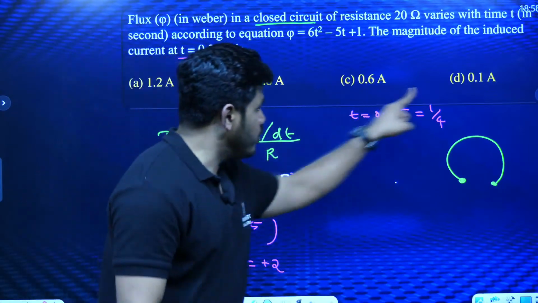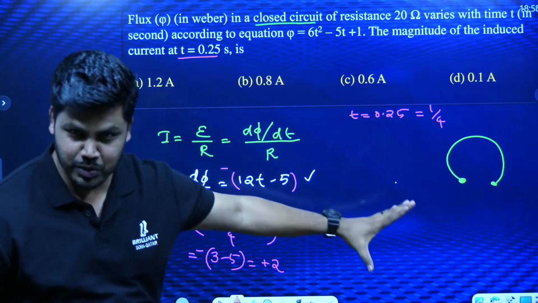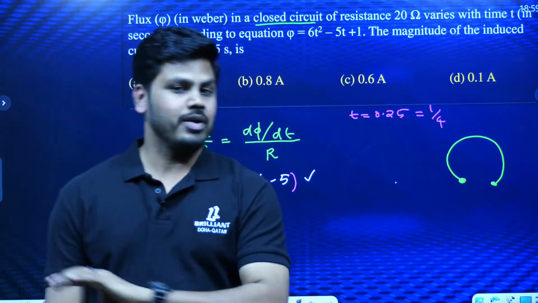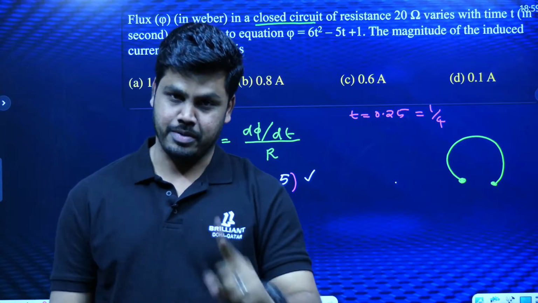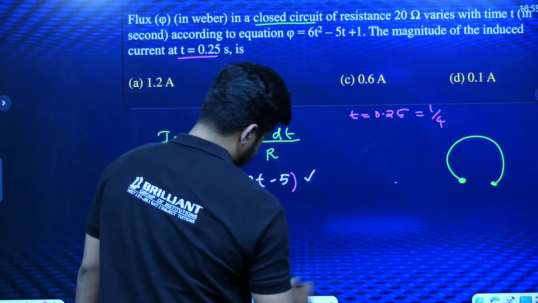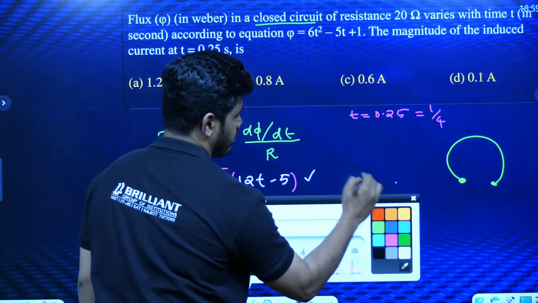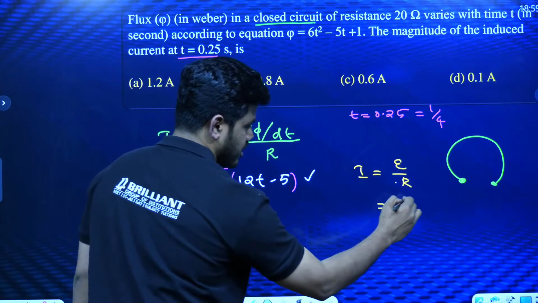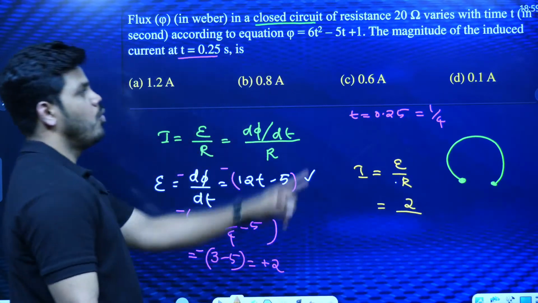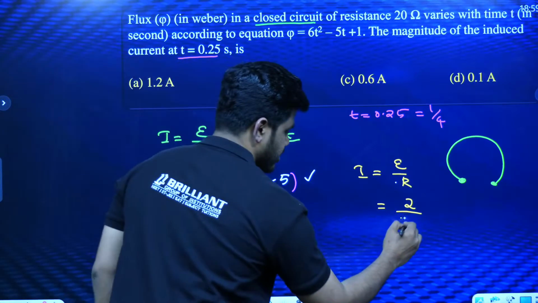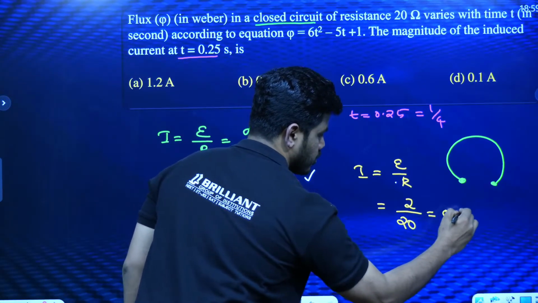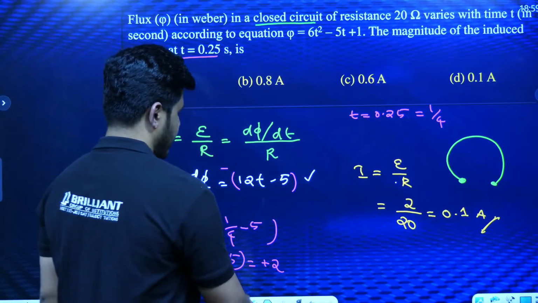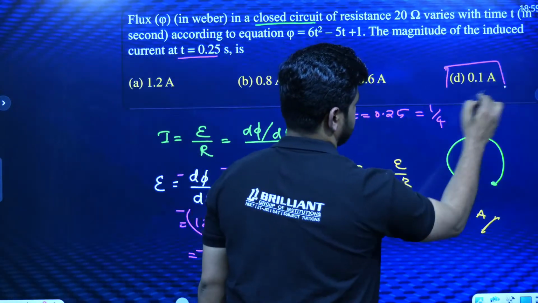Remember, if you see a 2 somewhere here, don't rush straight into the answer. Look at this: you are not asked to calculate induced EMF, but induced current. The induced current I can easily be calculated because you are given the resistance, I is E by R. Induced EMF is 2 divided by the resistance of the circuit, which is 20 ohm. So we get 0.1 ampere current. Yes, 0.1 ampere current is the answer for this particular question.